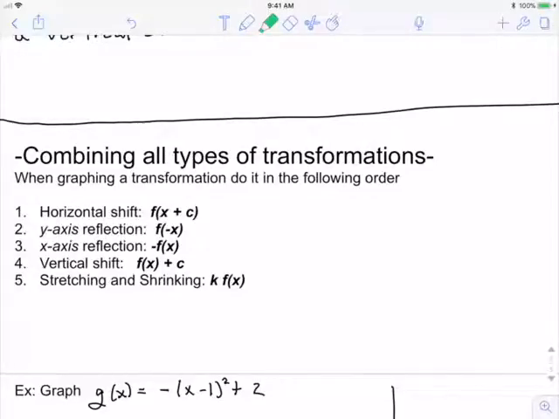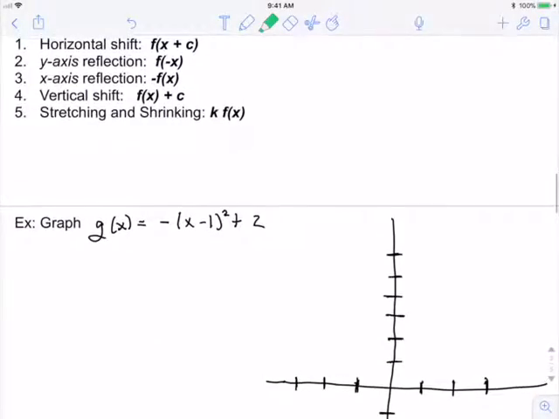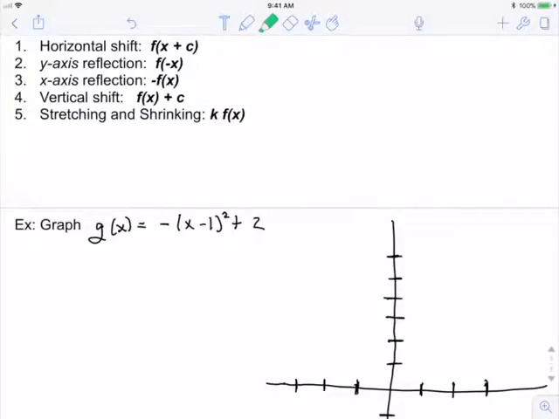So how does this factor out? Well, to see how this works, let's try it with an example here. And we'll mark off all the different transformations we have, and then we'll put it on the graph to see what it should look like.